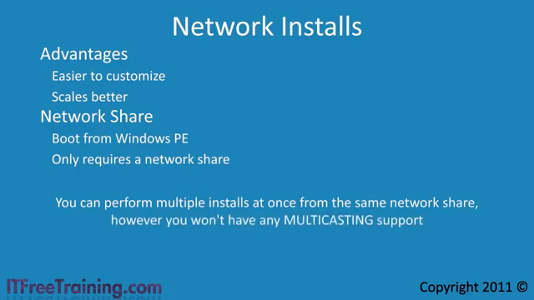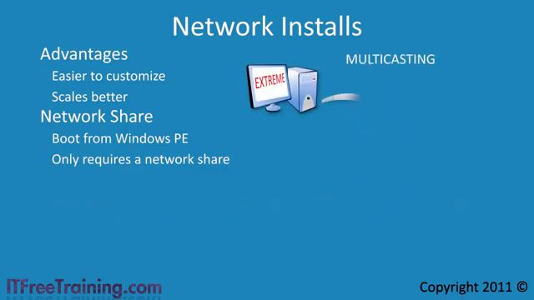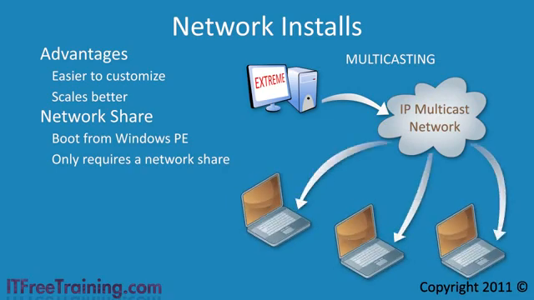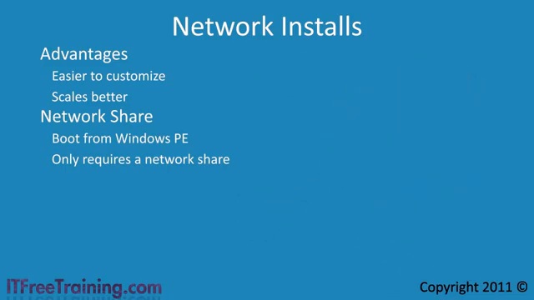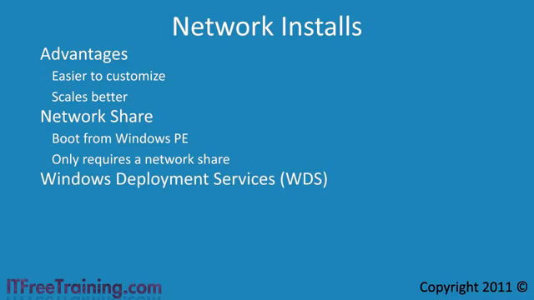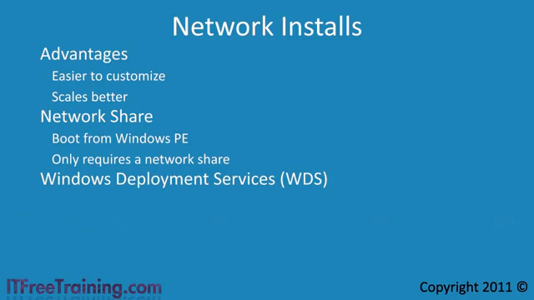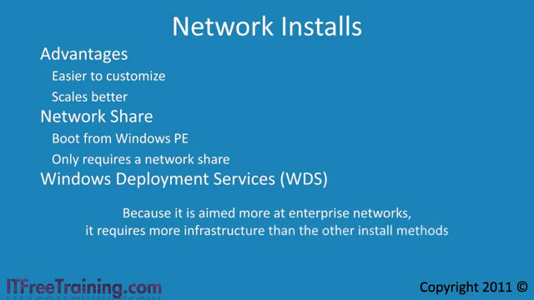However, you won't have any multicasting support. Multicasting allows the same packet of data to be sent on the network to many different computers. If you want to be able to use multicast, you will need to use a system like Windows Deployment Services, otherwise known as WDS. WDS is designed for networks on which you have a lot of computers to perform installs. Because it is aimed more at enterprise networks, it requires more infrastructure than the other install methods.